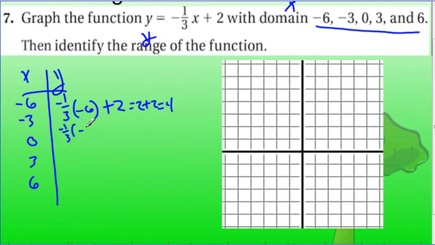-1/3 times -3 plus 2. This is for the second one here. -1/3 times -3 is a positive 1. Plus 2 gives me 3.